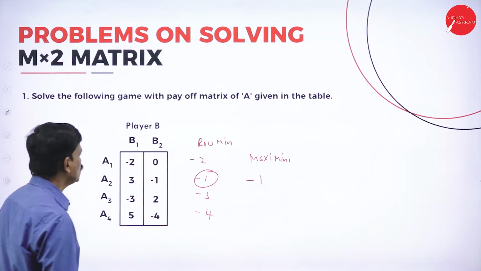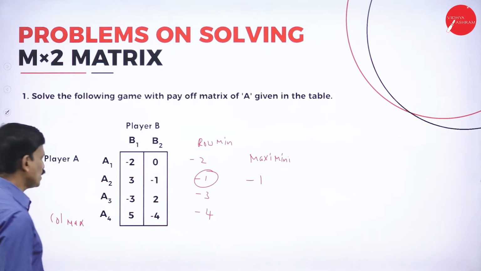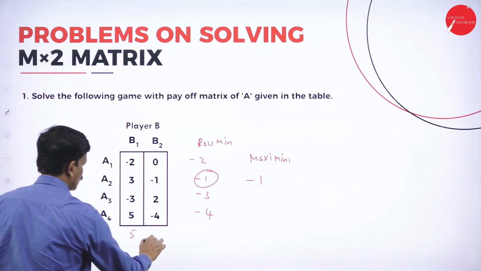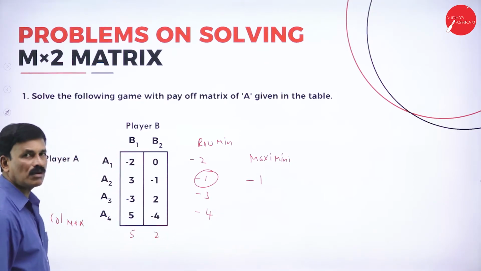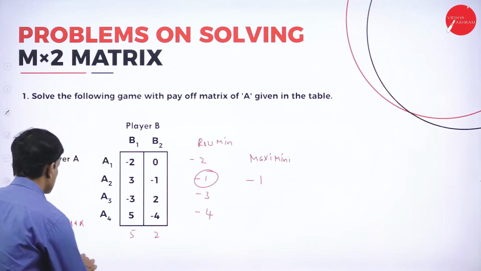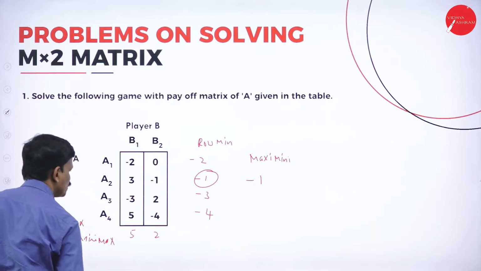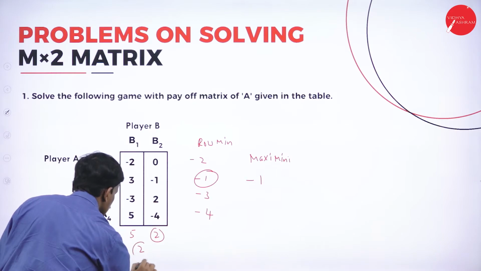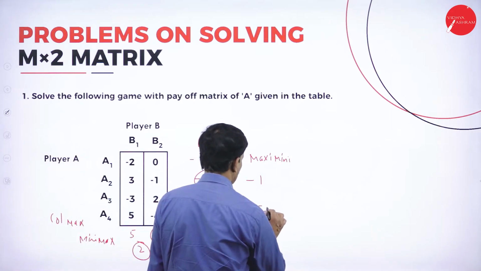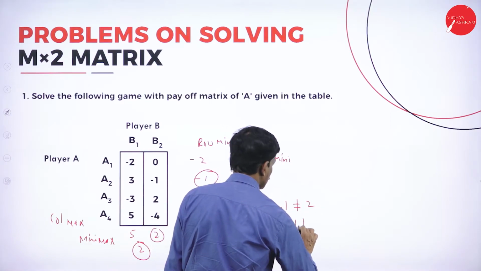Similarly, find out the column maximum first. In the first column, the maximum value is 5. In the second column, the maximum value is 2. Now find out the minimum value among these maximum values, that is the minimax. The minimum value in the maximum is 2. See, minus 1 and 2 are not equal. Minus 1 is not equal to 2. That means the saddle point does not exist.